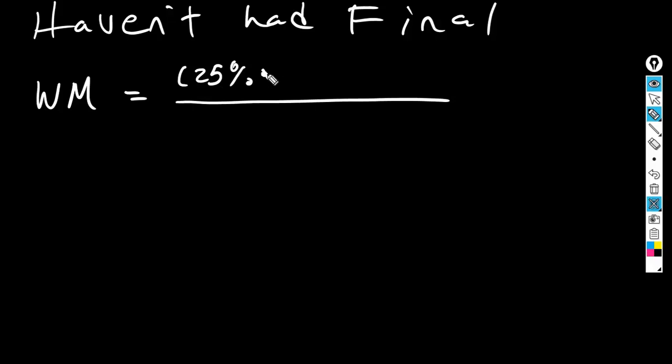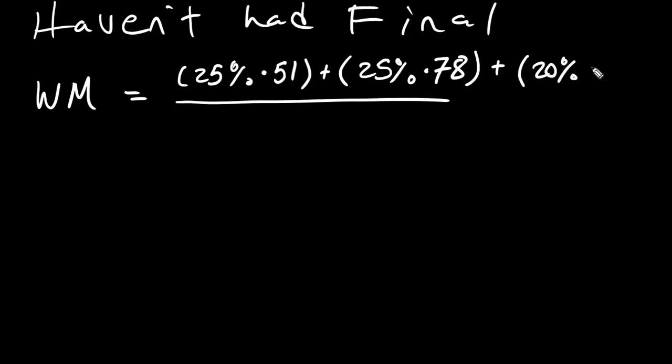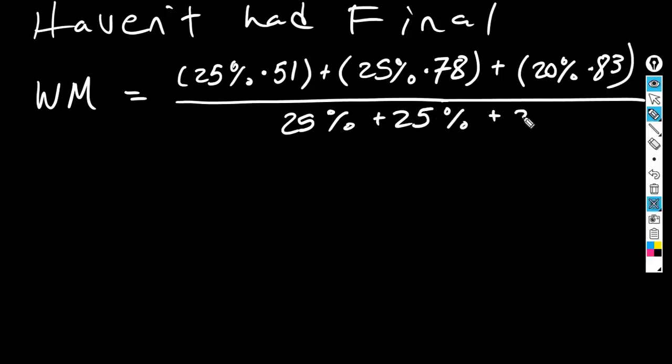So we'd have 25% for the first test that we got a 51 on, and 25% for test 2, which we got a 78 on. And then we don't have that final, but we do have our homework average, so we can pop all of that in. And when we get to our denominator, we're only going to add up the weights that we use. So we don't have the information for that 20 or for that 30% yet, so we can't use it.